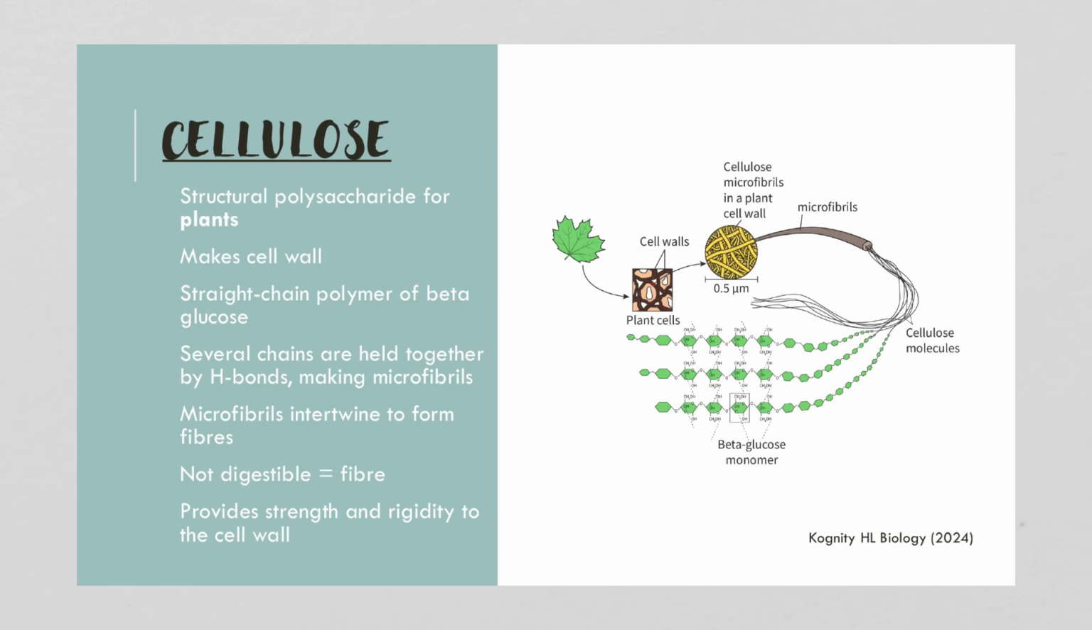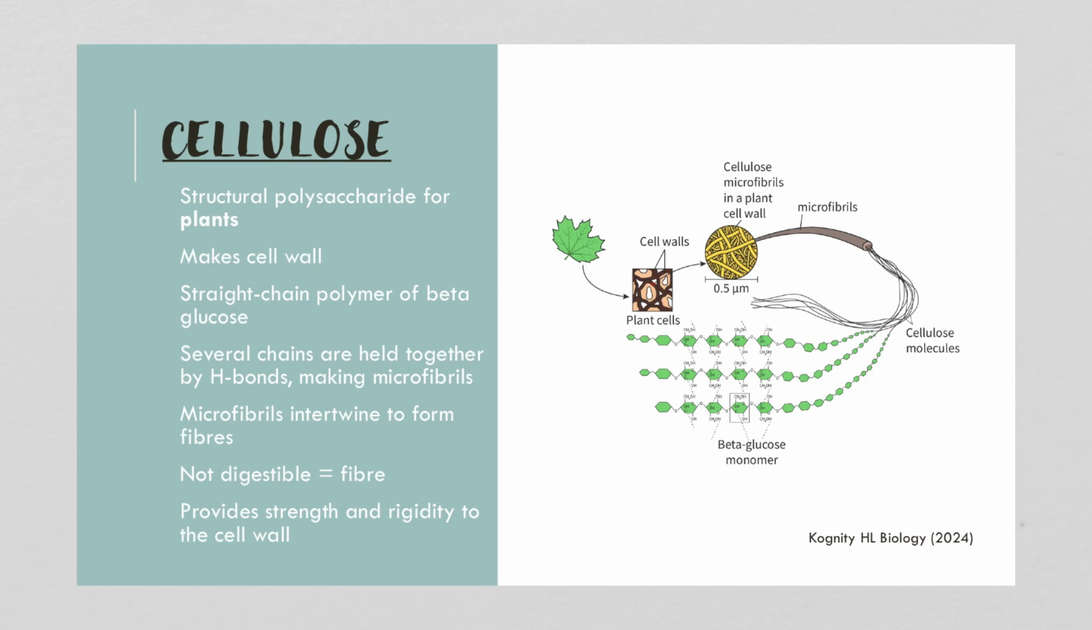Cellulose is a structural polysaccharide for plants, and it helps make up the cell wall. And it's a straight chain polymer of beta glucose. Remember, all the other starch and glycogen were alpha glucose. Cellulose is a polymer of beta glucose.